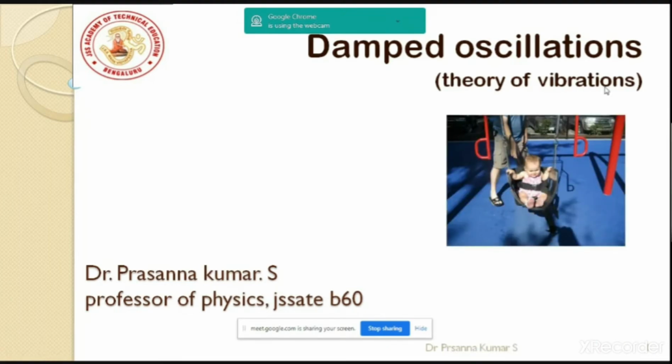Look at the diagram here. A parent is swinging the swing, and a child is sitting in the swing. As time goes on, the oscillation of the body slowly dies out and finally settles in the rest position. This is an example of damped oscillation.